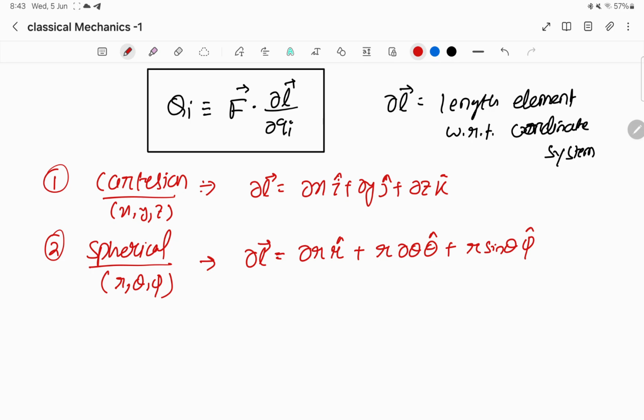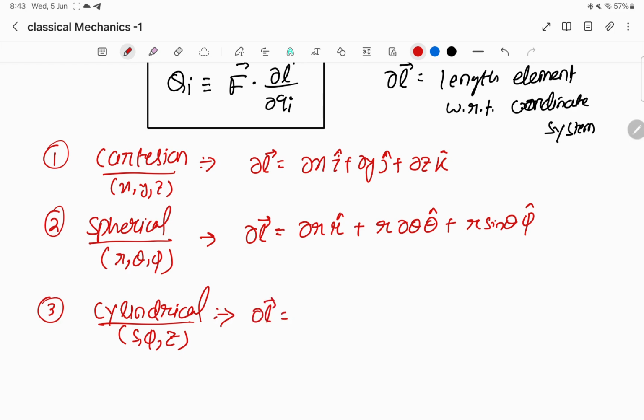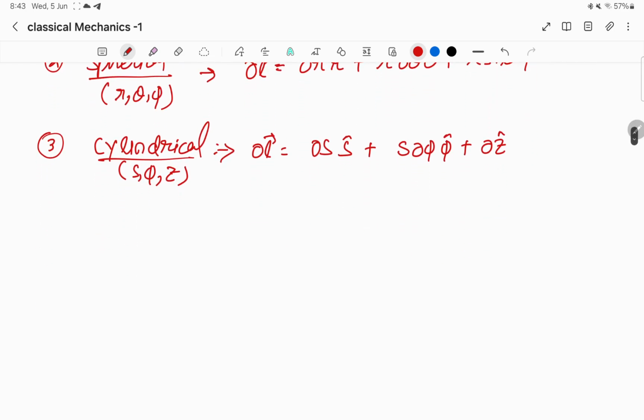You must have read it in your 3D Cartesian, spherical or cylindrical coordinate systems. And the third one is your cylindrical coordinate system. In cylindrical, we have S, phi and z. You may define rho, phi, z in different books, different notations, no matter. So that will become your dou L vector: dou S S cap plus S dou phi phi cap plus dou z z cap. Okay, so easy, so simple.